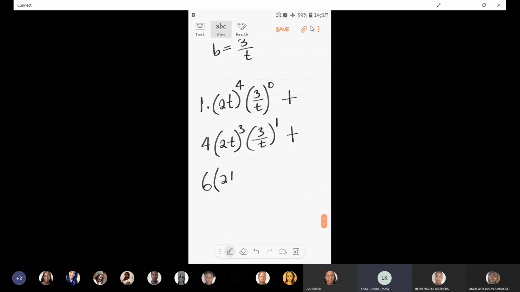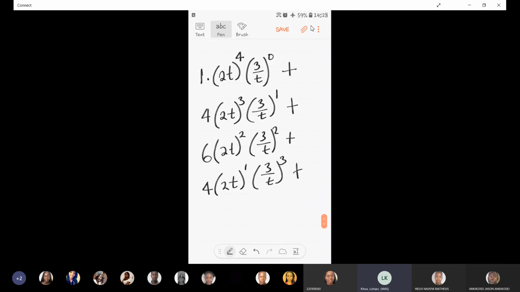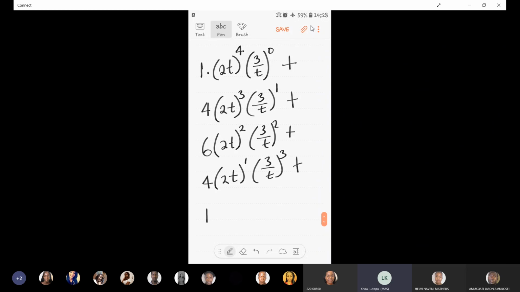The powers of B should increase. In the next coefficient, the powers of A should decrease. The power of B should increase. And then the last one, coefficient is 1. The power of A should decrease, and the power of B should increase.